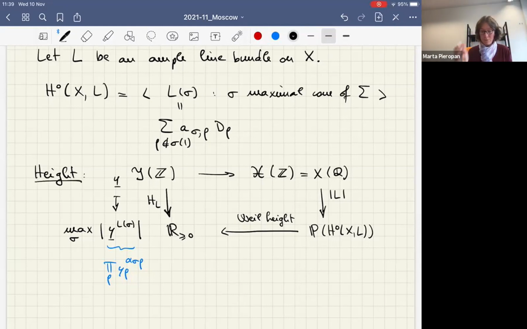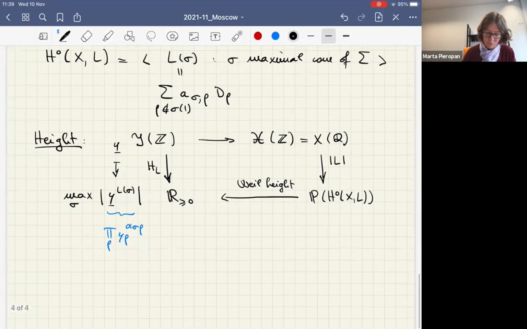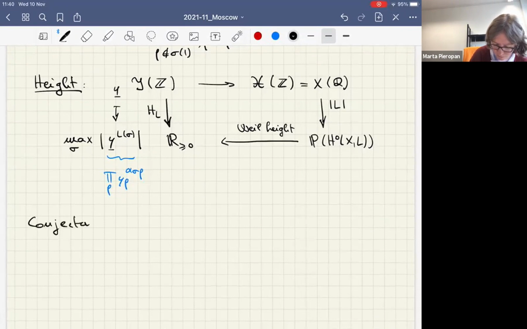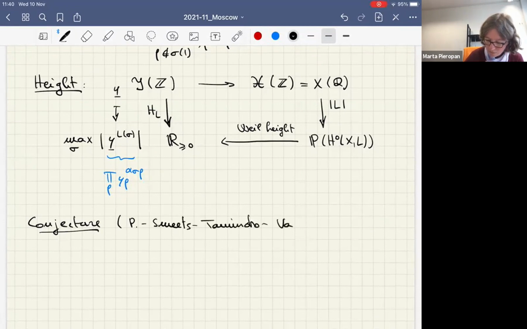Now that we have a height, I can tell you what we can use it for. We have a conjecture in joint work with Arne Smeets, Sho Tanimoto, and Tim Santens Alvarado.